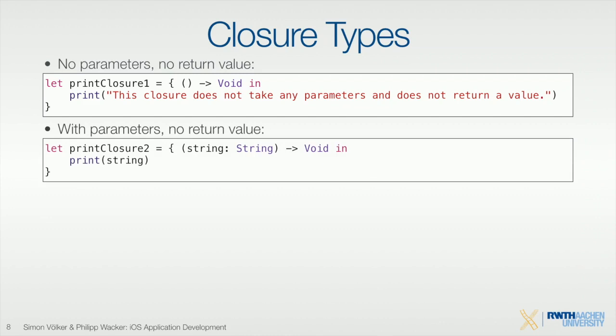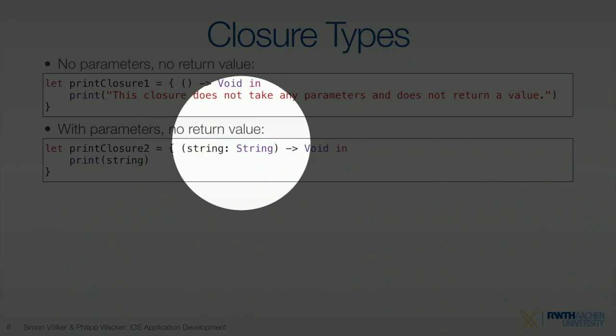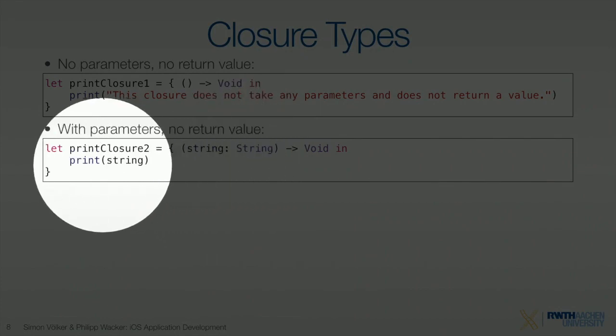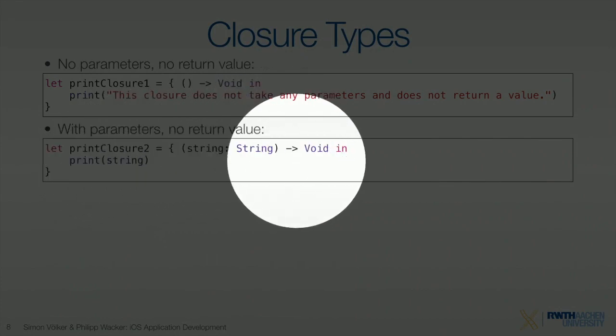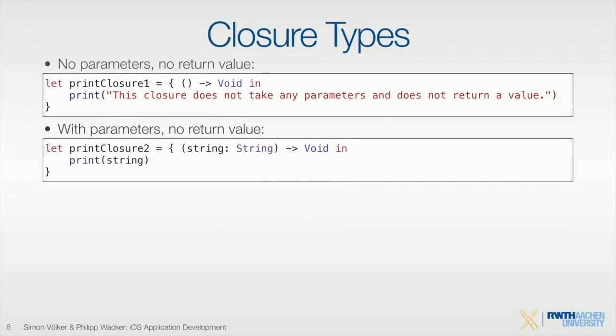Then you have the case where you have parameters, but still no return type. So here, I pass over a string as the parameter, and I can just print that out. And again, I could also drop the void in the definition of the closure. I don't have to write it out.